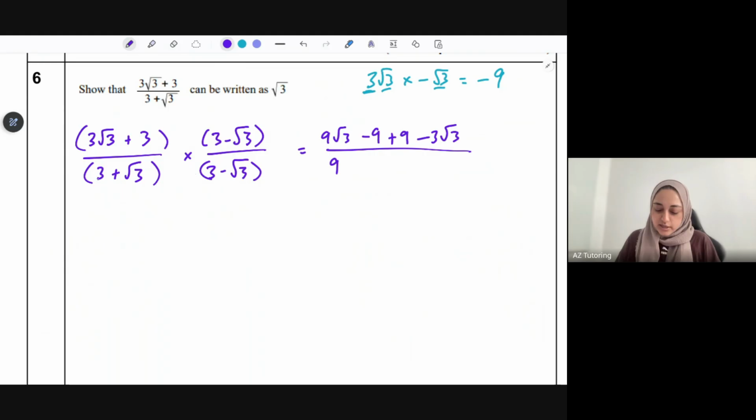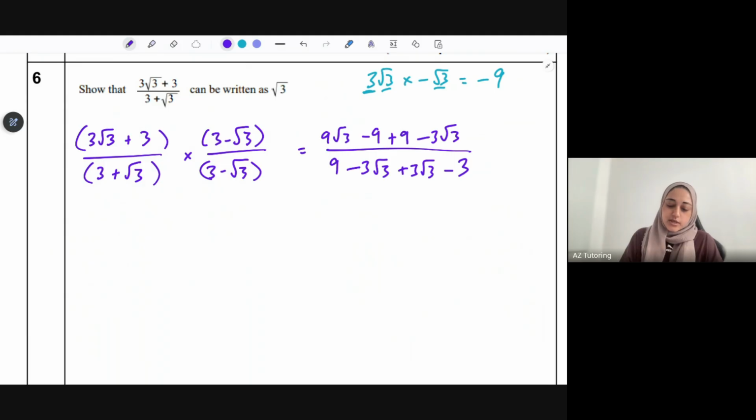So 3 times 3 is 9. 3 times minus root 3 is minus 3 root 3. Root 3 times 3 is 3 root 3. And then finally, plus root 3 times minus root 3. Well, positive times a negative is negative. Do it in parts. Root 3 times root 3, the square root cancels out, so we're just left with 3.